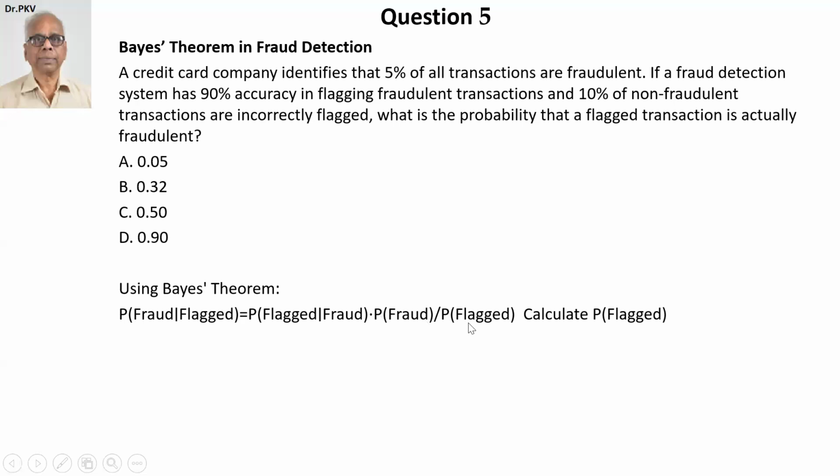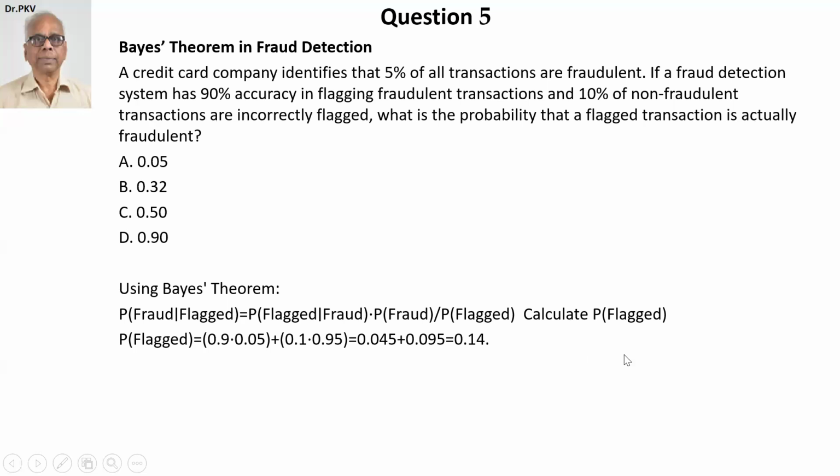And therefore, I need to first of all find out the denominator, the probability of flagged. So let me do that. The probability of flagged is equal to 0.9 into 0.05 plus 0.1 into 0.95, because 95% of the transactions are non-fraudulent, 5% are fraudulent. Multiply this by 0.9, that is the first expression. 95% of the non-fraudulent multiplied by 10%, which is given in the problem. So it will be equal to 0.045 plus 0.095. Adding the two, I get 0.14. So the denominator is obtained.